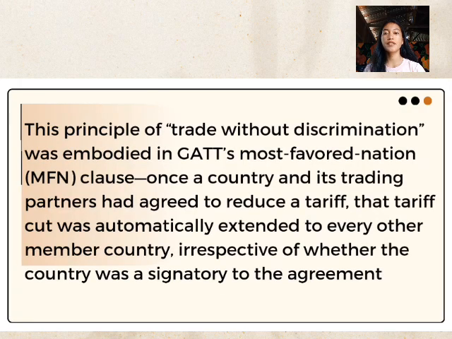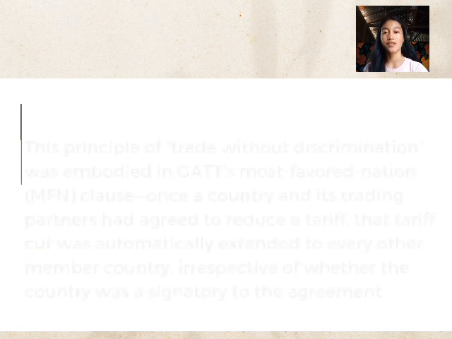This text refers to the principle of trade without discrimination. In the context of the General Agreement on Tariffs and Trade, it means that if a country and its trading partner agree to a lower tariff, that tariff reduction applies to all member countries, even those that didn't initially sign the agreement. This ensures that the benefits are extended equally to all members.